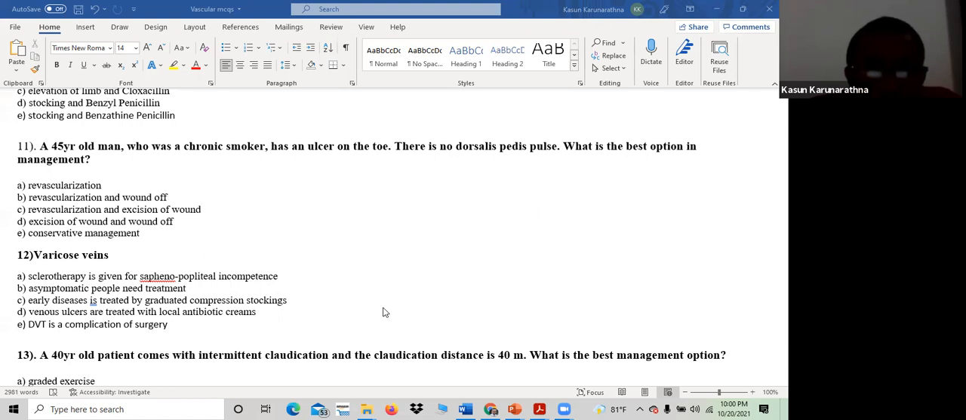Peripheral vascular disease due to smoking, yes. What is the stage? It's critical limb ischemia, Fontaine classification stage 4, grade 4 disease. So how do you manage this patient? Can you manage conservatively with medical treatment and exercises? And there's a wound, right?